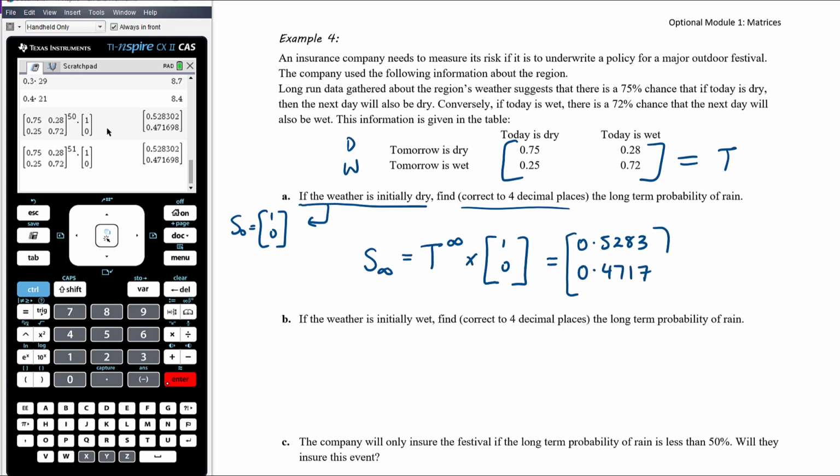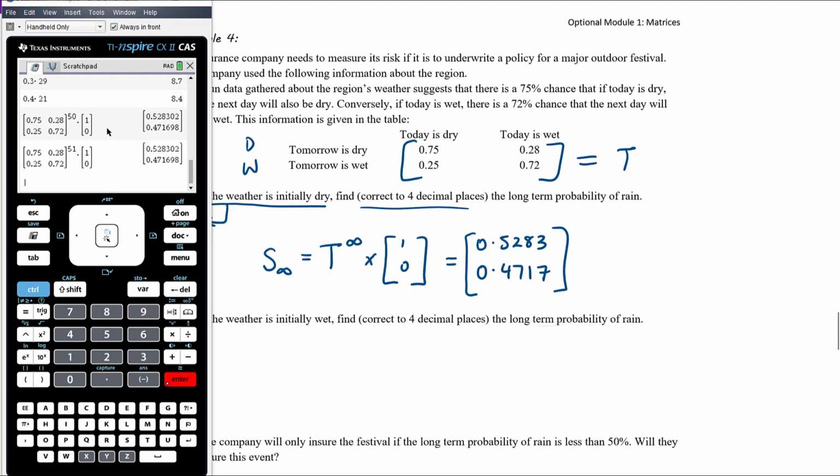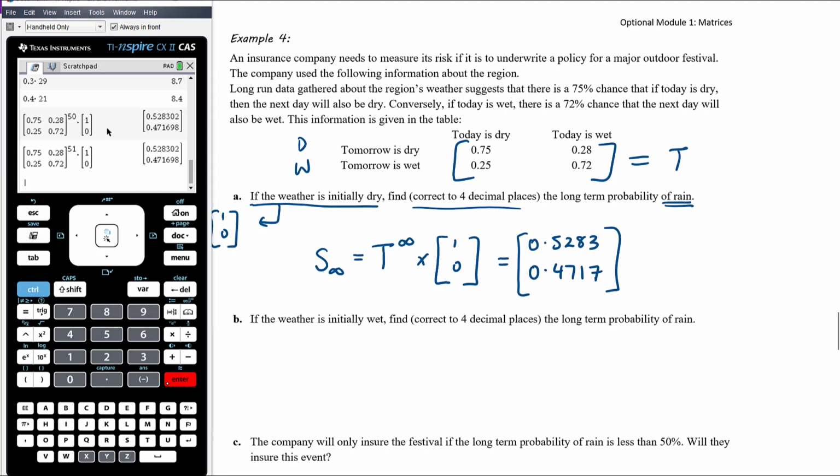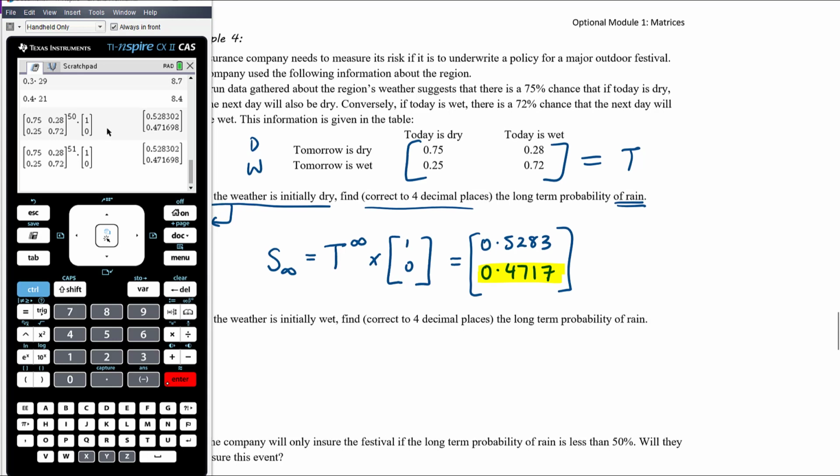Okay, we also want to know the long-term probability of rain, so we want to select out the number that's actually relevant. So wet is the bottom row, okay, so therefore the long-term probability of rain is 0.4717, so just under half.